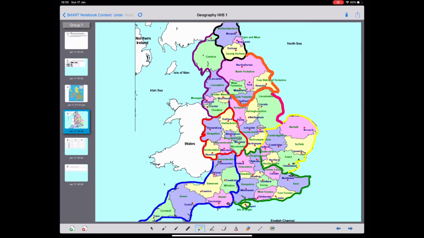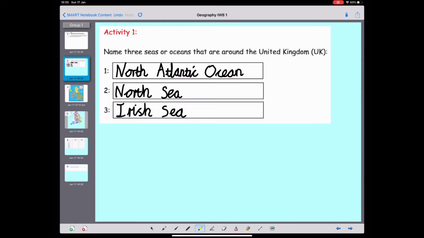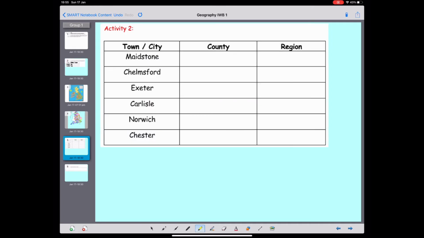Did you find it? It's just here, Maidstone, and in green it says Kent. So the green words tell us what county these towns are in. So Maidstone is in Kent. So I'm going to write for my county, Kent. Now we need to have a look at the region. So what part of England is it in?